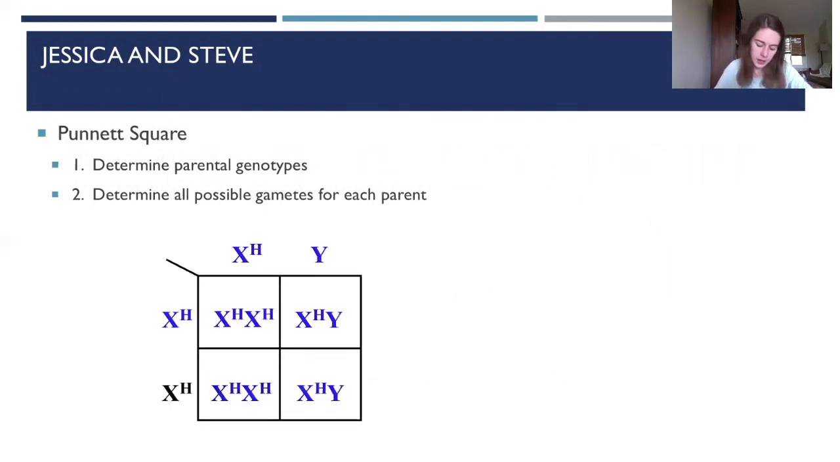So on the left-hand side, if Jessica is not a carrier, that means that there is a 0% chance that they would have any offspring with Hunter syndrome or even a daughter that is a carrier. So if Jessica doesn't have the allele, then obviously they're good to go because both of them are completely healthy.